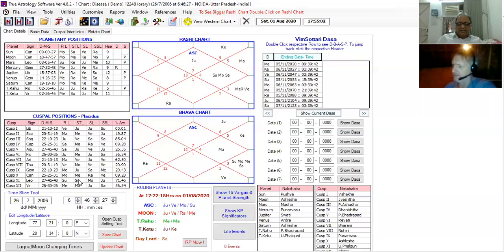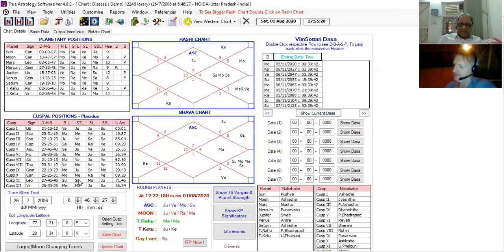In the 6th sub-sublord case, the 6th sub-sublord Saturn is in Mercury star. The involvement planet is Mercury here. And where Mercury will appear, it will tell the part of the body.